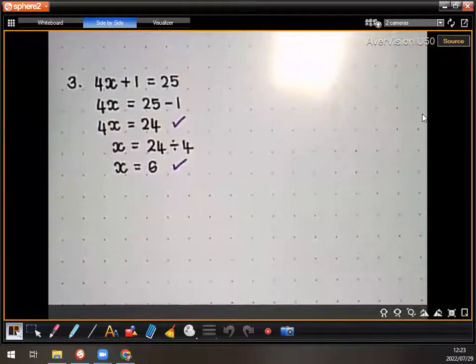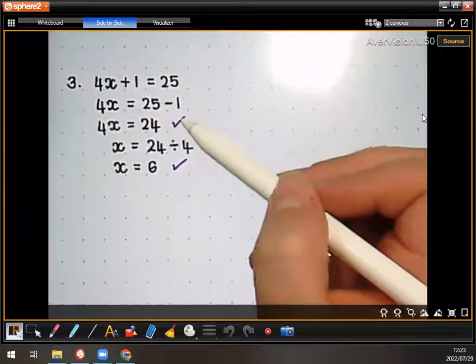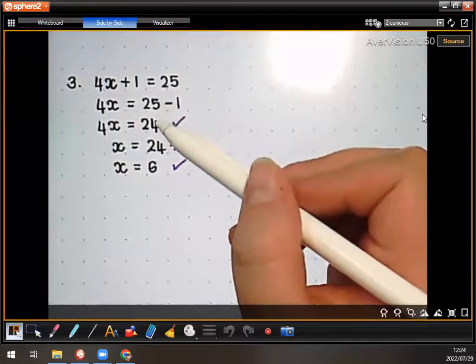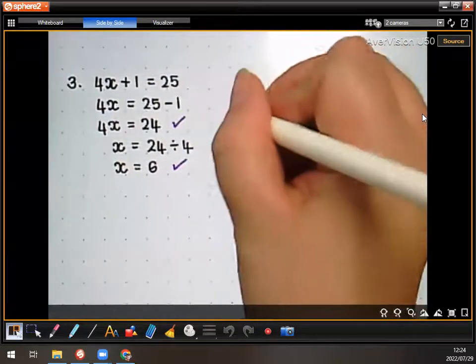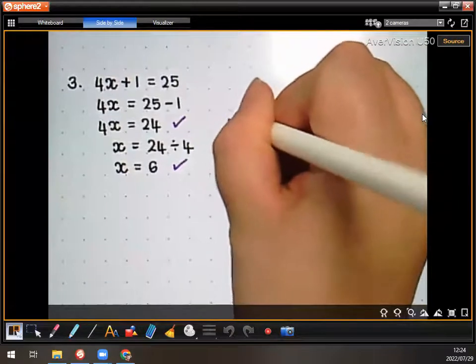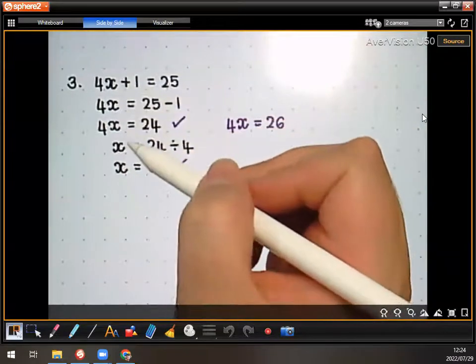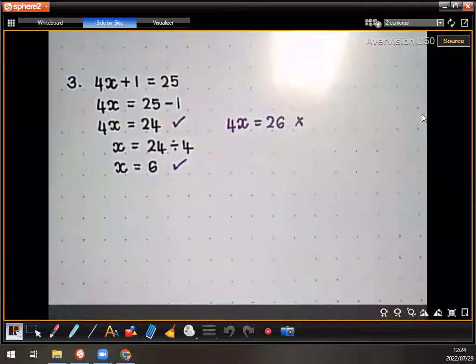If you do it by inspection, you'll get both marks for the answer, but if your answer is wrong, you will not get the marks. Now guys, the thing with doing it by inspection, this is a 2-mark question, right? So say in this step, you made a mistake. Say instead of minusing 1, you added 1, and you wrote 4x is equal to 26. Now that's wrong, because the opposite of adding 1 is subtracting 1. So you're supposed to minus 1 from 25. So there you will lose a mark.